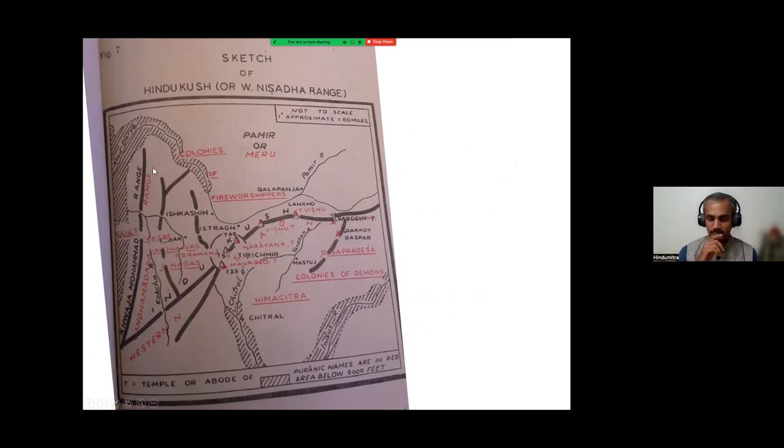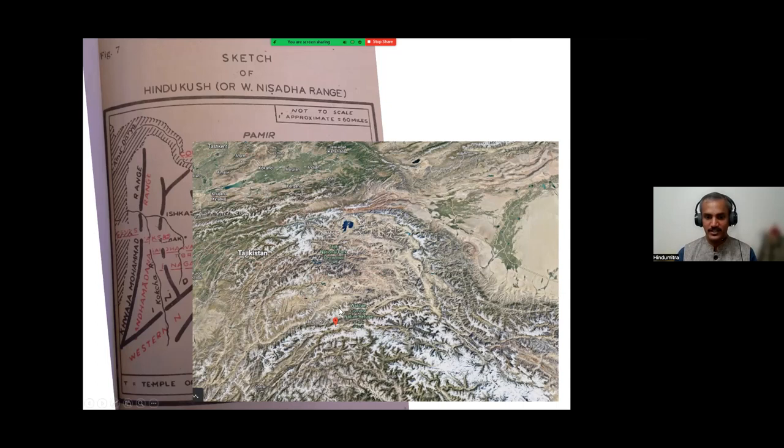Even the Mahabharata talks about, after the Hindu Kush region, in the frontier part of Pakistan, the fire worshippers live, which is Zoroastrians, which is unmistakably true. This is Hindu Kush, and this region, this is Himalayas, this is Tajikistan, and this whole area was dominated by fire worshippers.